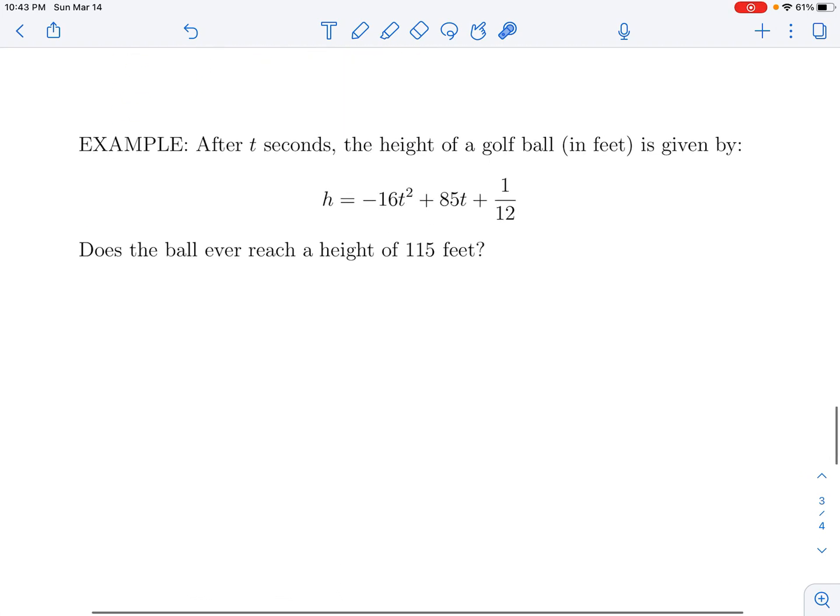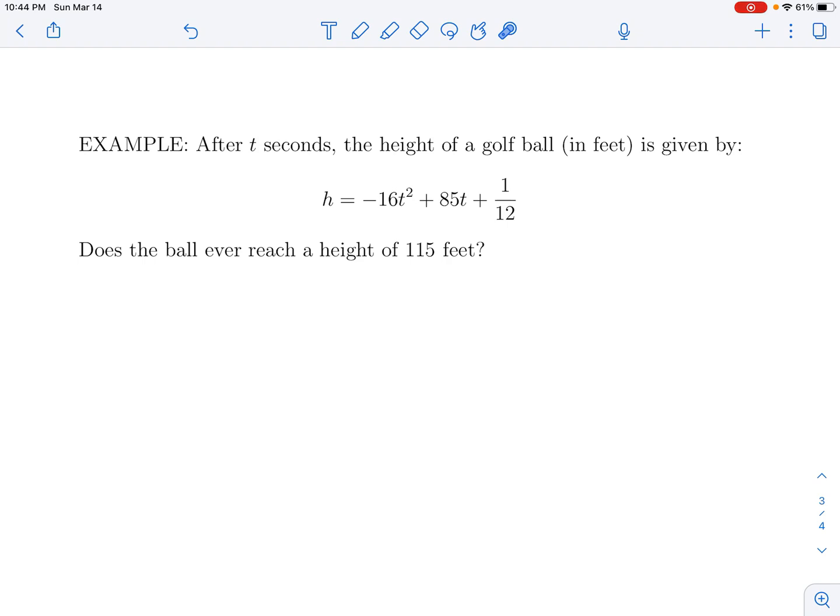So this is a word problem. After t seconds from being hit, the height of a golf ball in feet is given by this formula. The 16 here has to do with the force of gravity. The 1/12 of a foot would mean 1 inch. This is assuming that it's being hit from a tee 1 inch off the ground. And the 85 has to do with how hard it was hit. So this is an accurate formula based upon how someone might actually hit a golf ball in real life.